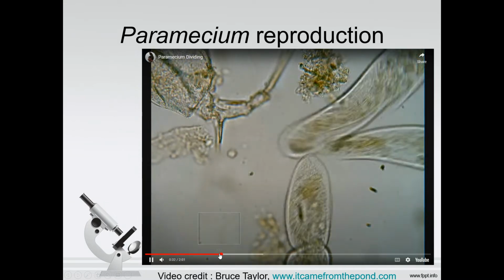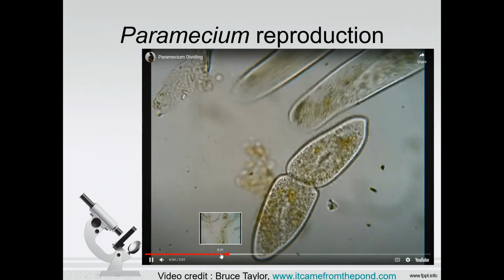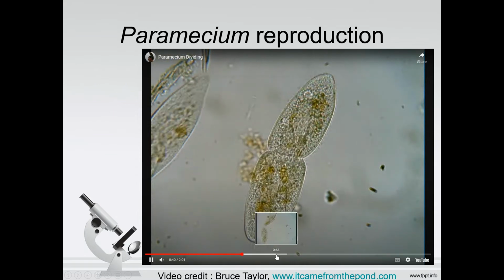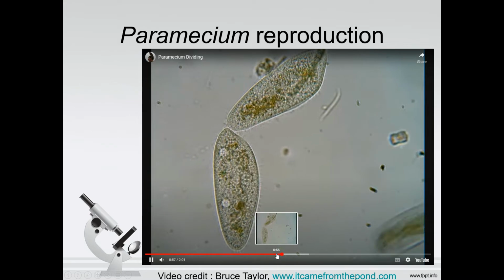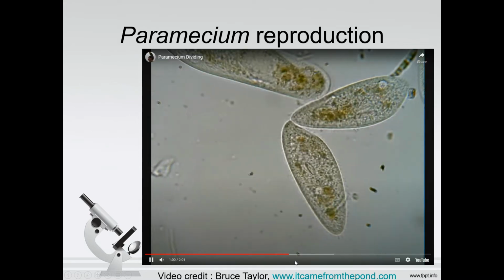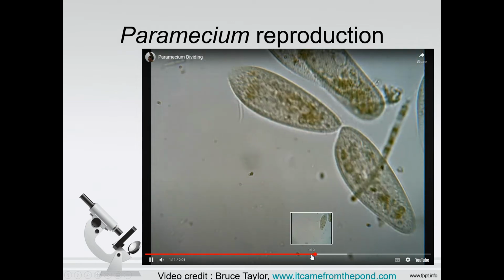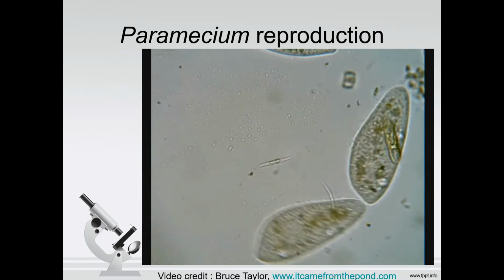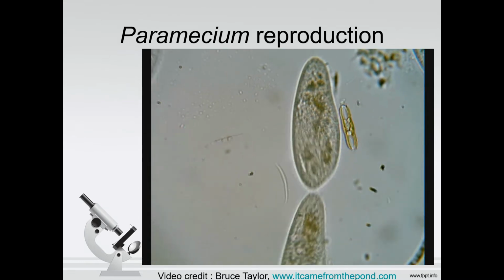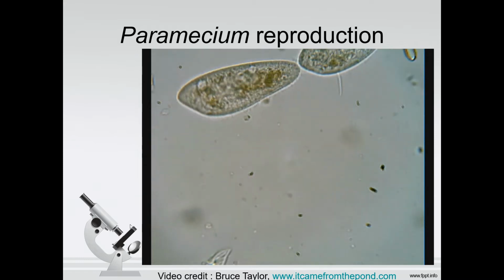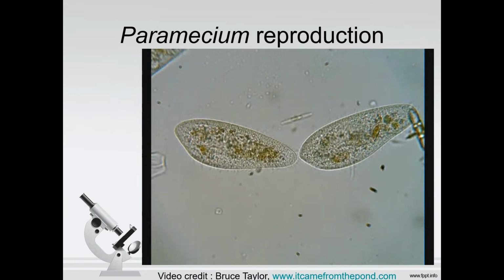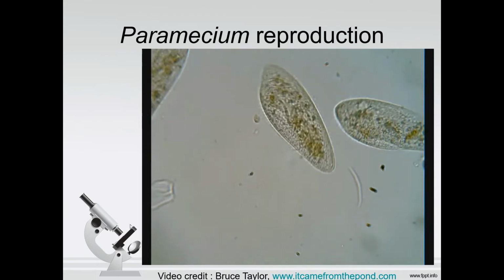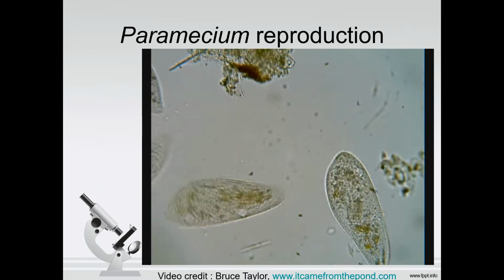We're going to skip ahead a little bit. You can see how he's starting to separate more, the indentations between the two cells. We'll skip up a little bit more. And you can see that it's just barely hanging on. And then finally, they're going to wiggle themselves apart. And there they go. Two baby Paramecium, just like that.